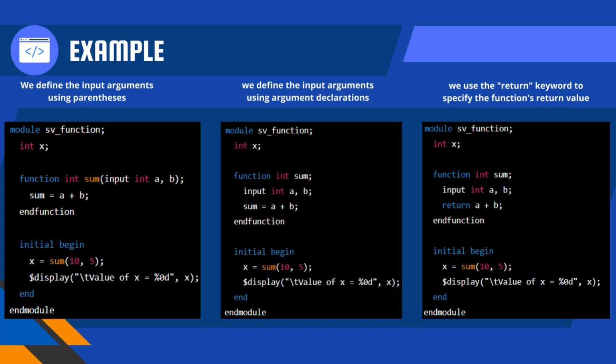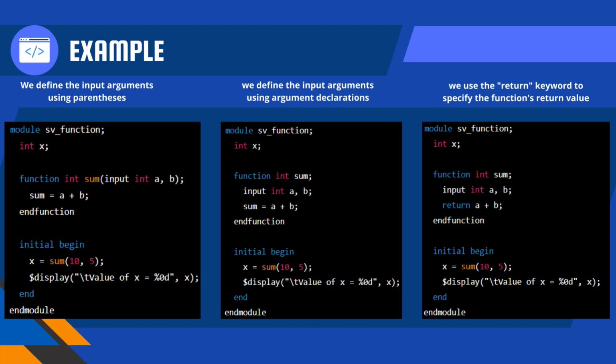In this second example, we use argument declarations to define the input arguments. In the second code example, we use argument declarations to define the input arguments for the sum function. We declare the input arguments a and b inside the function rather than using parentheses to define the arguments. The rest of the code is the same as the first example. This code will also output value of x is equal to 15.